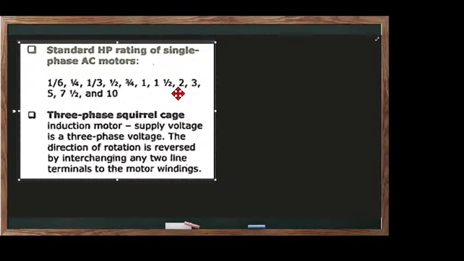So the rotation of our 3-phase motor changes if we reverse the phase sequence of our 3-phase supply. So for example, if the configuration or phase sequence of the first supply is ABC, then when we reverse it and make the supply CBA, the motor also reverses, no?